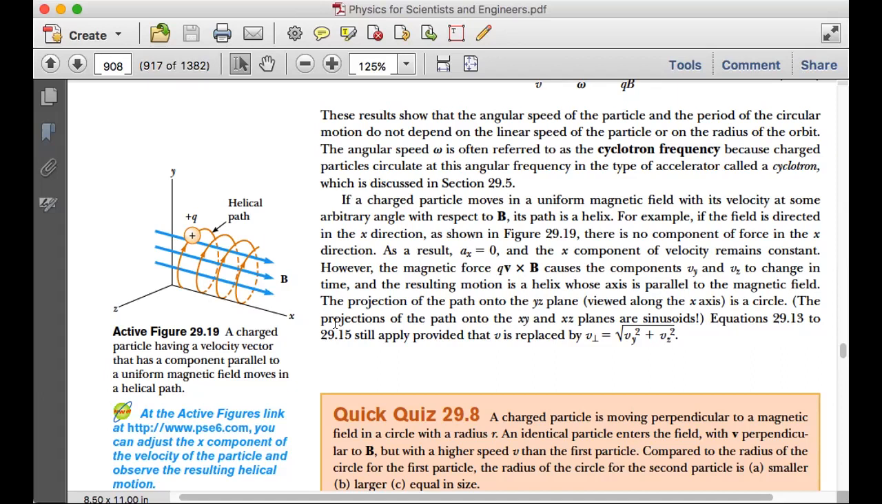Okay. So this helical path is something like cylindrical motion. So this charged particle moves on the surface of the cylinder. They have the same radius, but along an axis. Okay, is there any question?